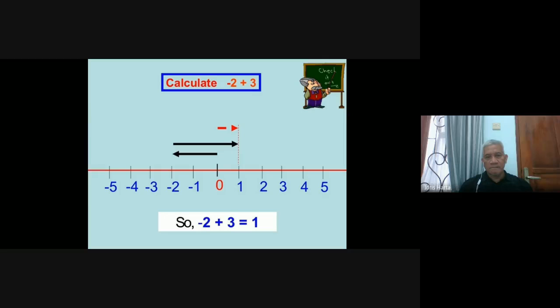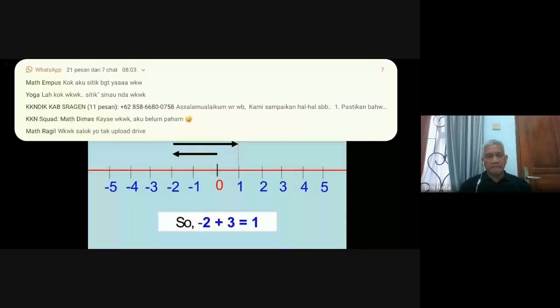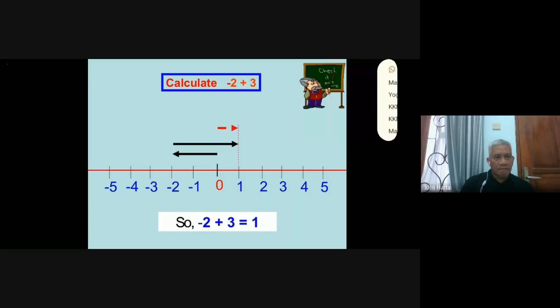The example again, negative 2 plus 3. From 0, we must go in the direction to the left, to negative 2, plus 3. So the answer is 1.